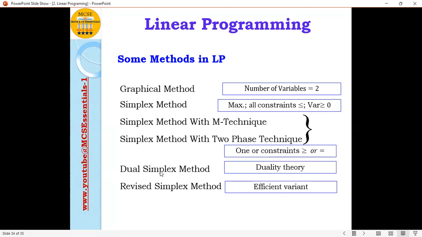The next method, the dual simplex method, deals with the duality theory. In this theory, we prepare a dual linear programming problem and apply the dual simplex method. The foundation of the dual simplex method is also adopted from the simplex method. The next method is the revised simplex method, which is actually an upgraded simplex method, and it is an efficient solver and works at good speed and with high accuracy. So these are the methods, and this is the introduction of linear programming.